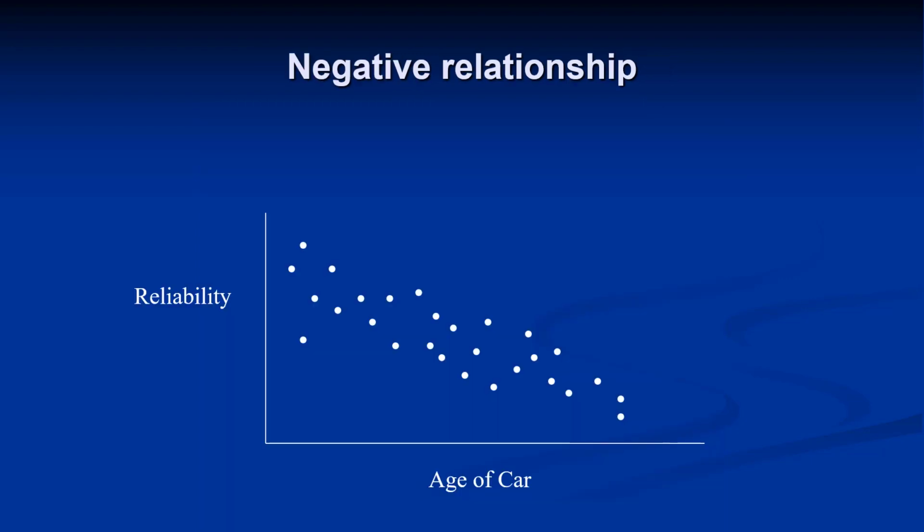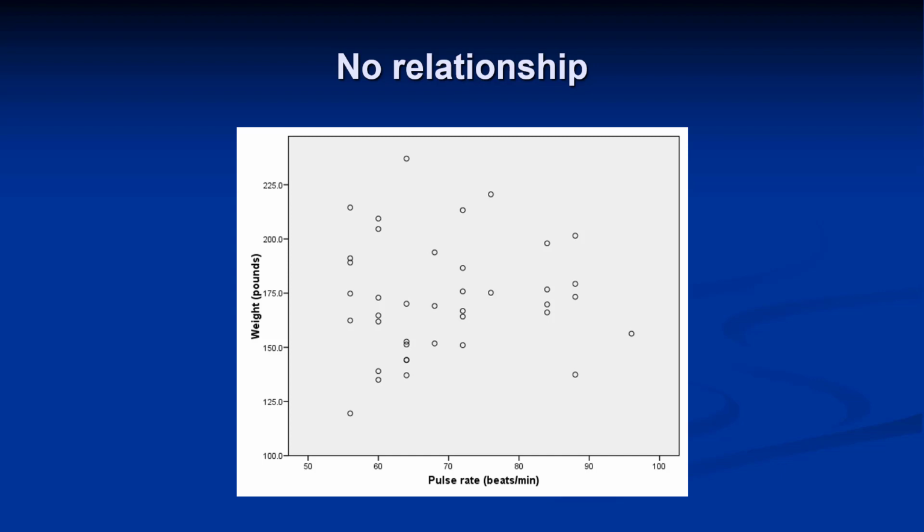Here is an example of a negative relationship between the age of a car and its reliability. This diagram shows no relationship between weight and pulse rate. There is no clear pattern. Those dots are randomly distributed in the diagram.